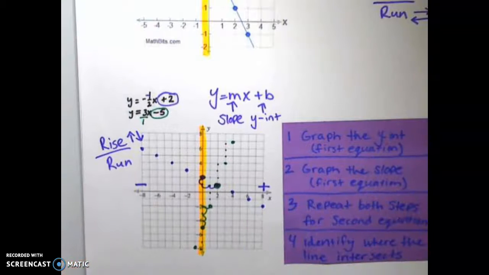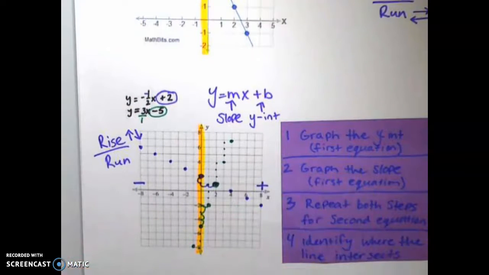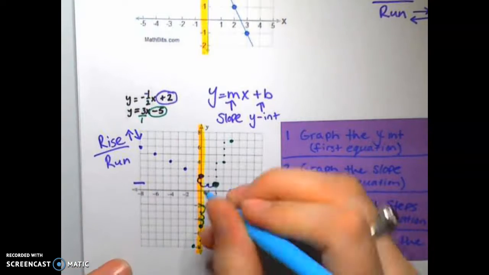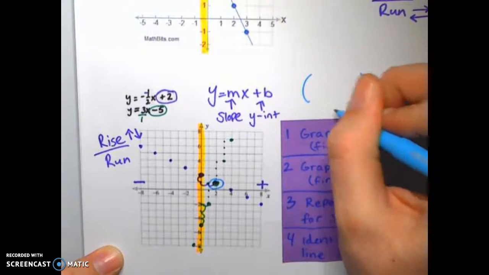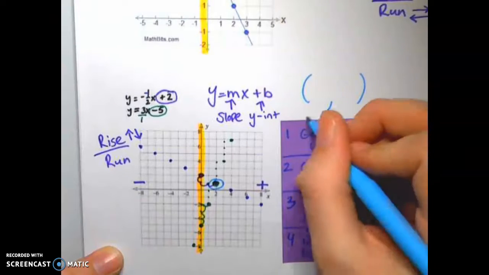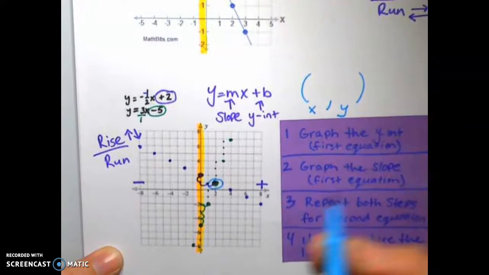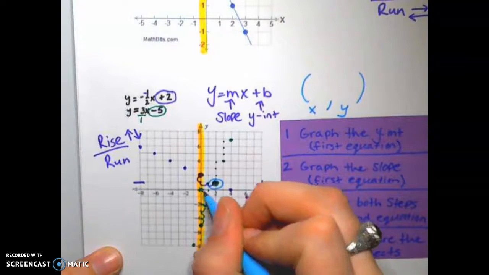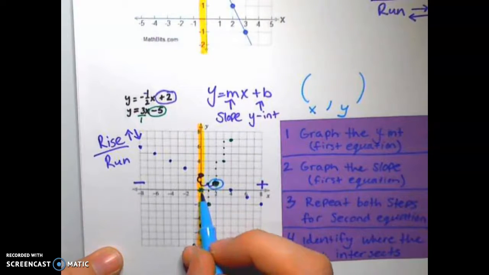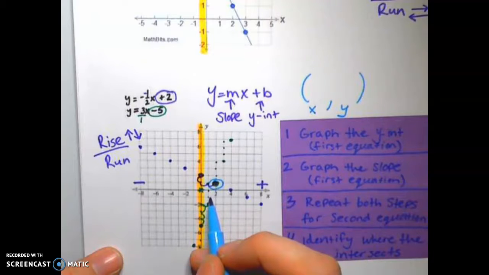Now for my final answer, we have to identify where the lines intersect. We said they intersect here. But then you have to tell me where here is. So I need an ordered pair. Ordered pairs have parentheses and a comma in the middle. This is X. This is Y. To identify an ordered pair, you need to start at 0. From 0, you need to tell me how many spaces or units it took you to get to the dot.